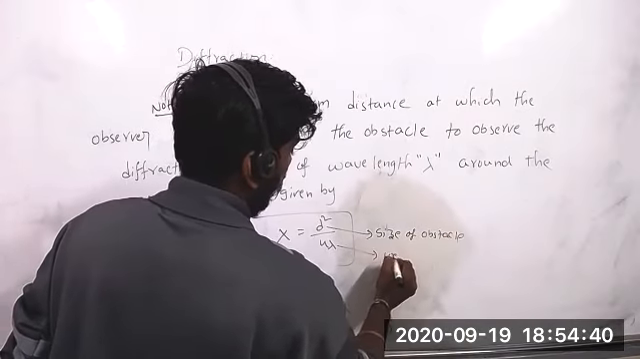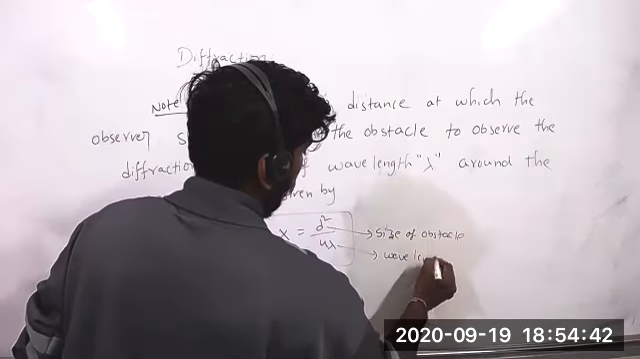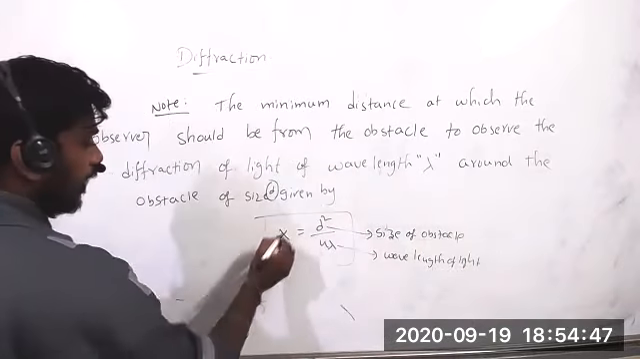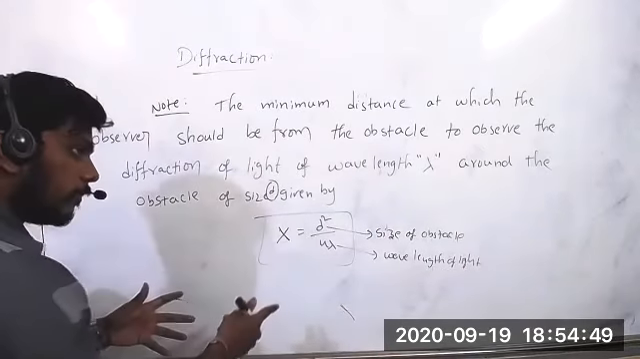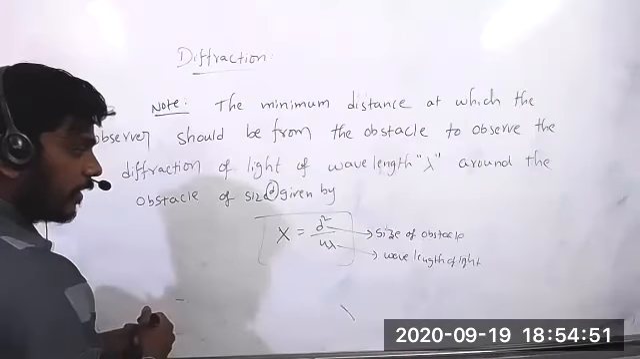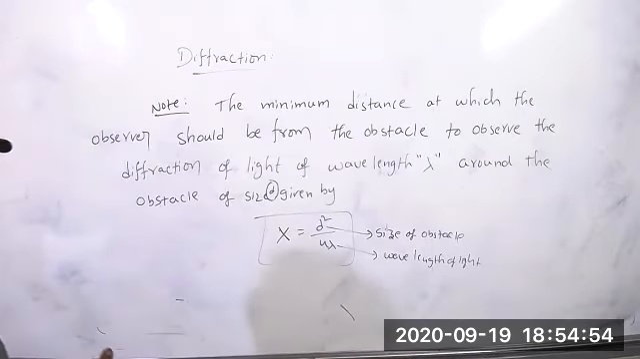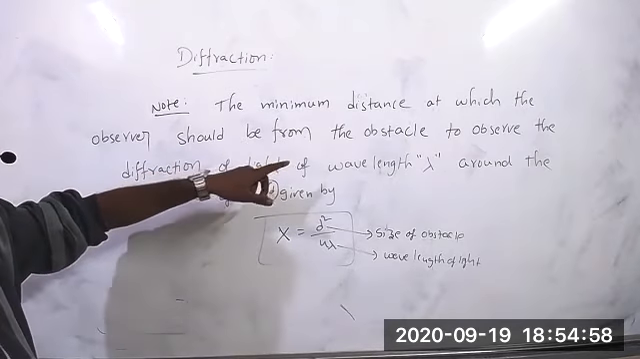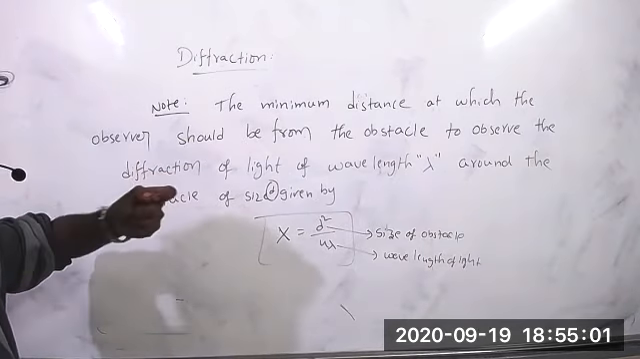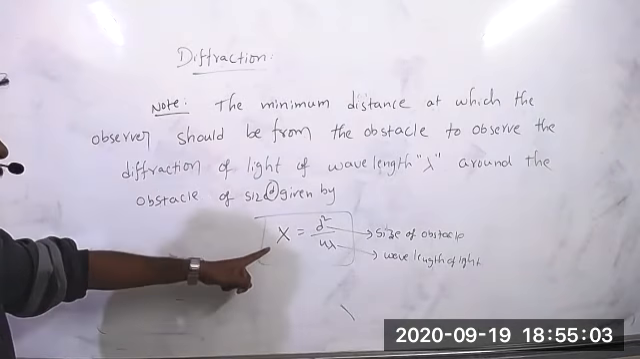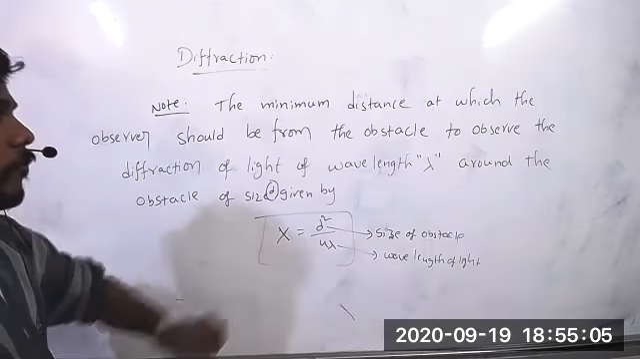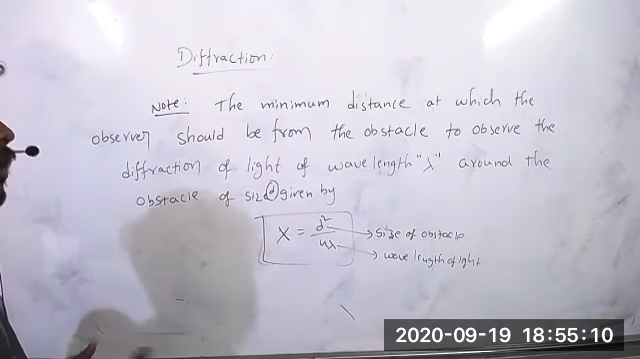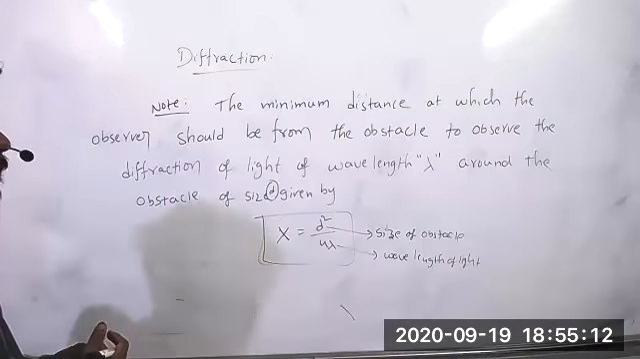Light, wavelength of light. Sir, can you explain this note point again, because I have some confusion? Yes, it is the distance of the observer to observe the diffraction. So the minimum distance at which the observer should be from the obstacle, the distance he has to stand from the obstacle to observe the diffraction, is d square by 4 lambda. It is the minimum distance required to observe the diffraction phenomenon.